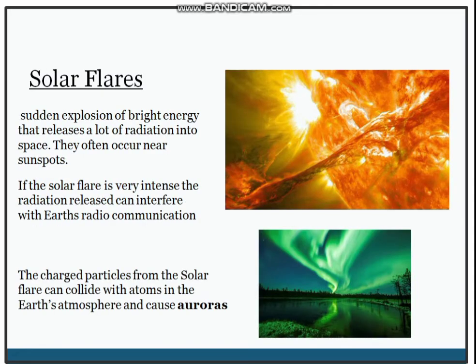Next we have solar flares. Solar flares are sudden explosions of bright energy that release a lot of radiation into space. They often occur near sunspots. If the solar flare is very intense, the radiation released can interfere with Earth's radio communication. The charged particles from the solar flare can also collide with the atoms in Earth's atmosphere to cause auroras.